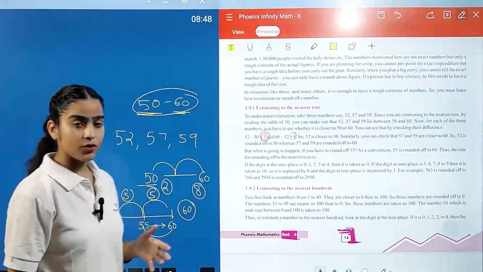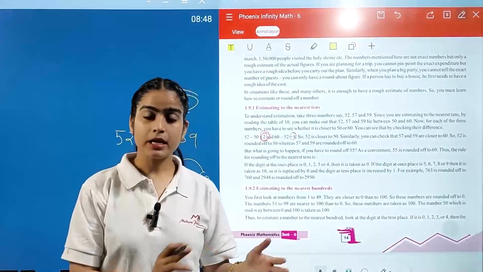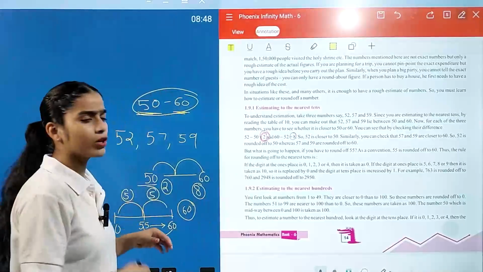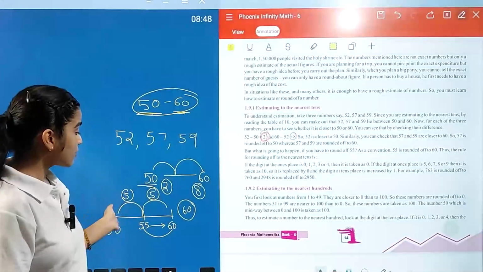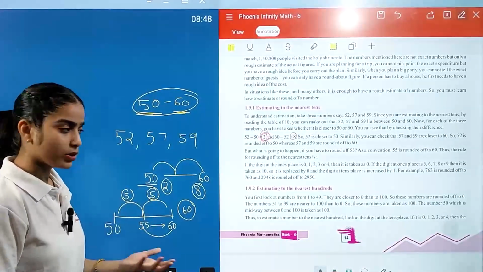The first rule is where you have to take fewer steps, you move towards that number. And if you have an equal number of steps to move, to shop 50 or 60 or any other number, then always move forward and go to the next tens number, 60.